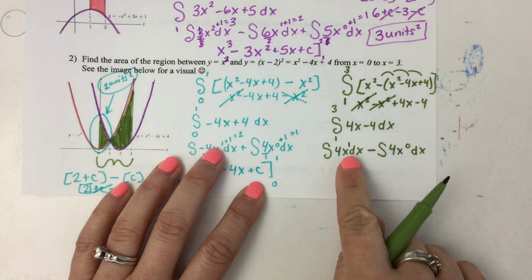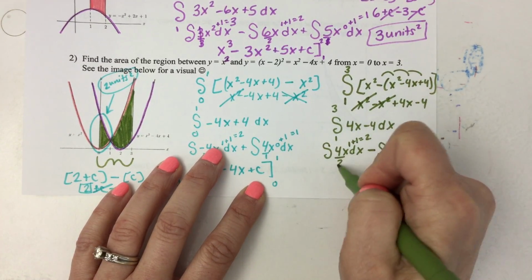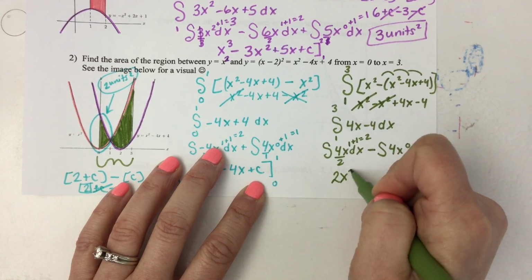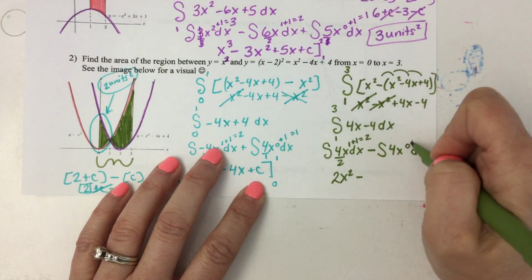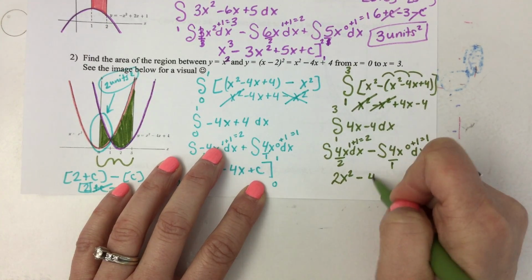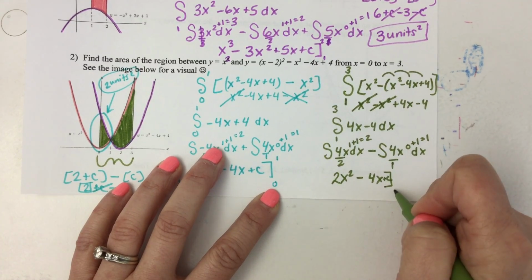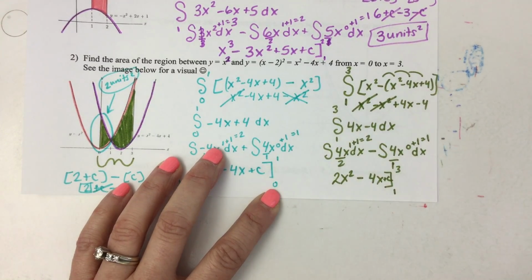This has an exponent of 1. If I add 1, that gets me a 2. 4 divided by 2 is 2, so it's 2x squared minus. If I add 1, it's a 1. 4 divided by 1 is 4x. We are going plus c. We are going from 1 to 3.